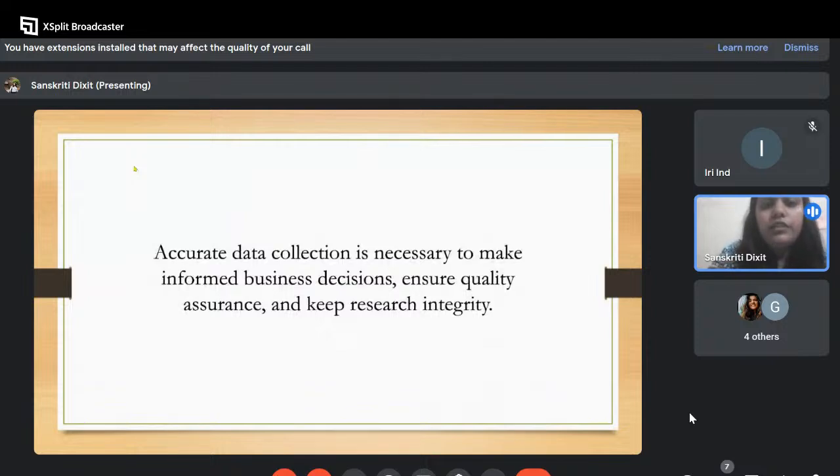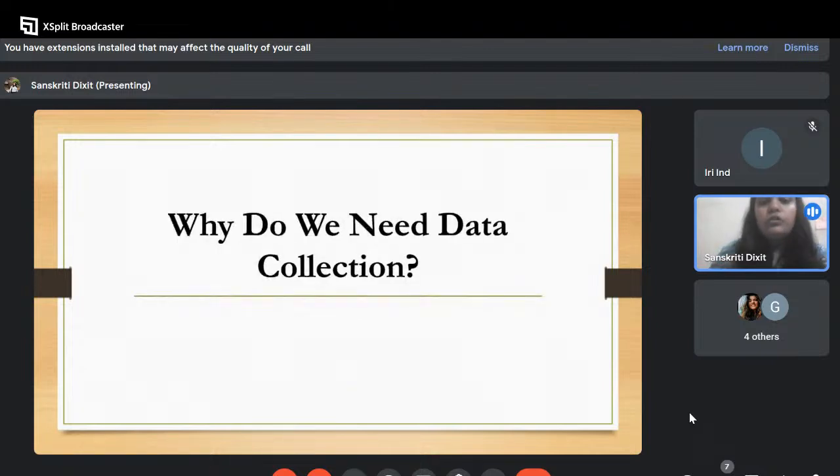Accurate data collection is necessary to make informed decisions, ensure quality assurance, and keep research integrity. Remember this line. Good data collection techniques play a very big role in the credibility of your research, your thesis or dissertation, anything. If you have done it very lightly, it is going to get criticized a lot and maybe rejected. So let's come to the second point.